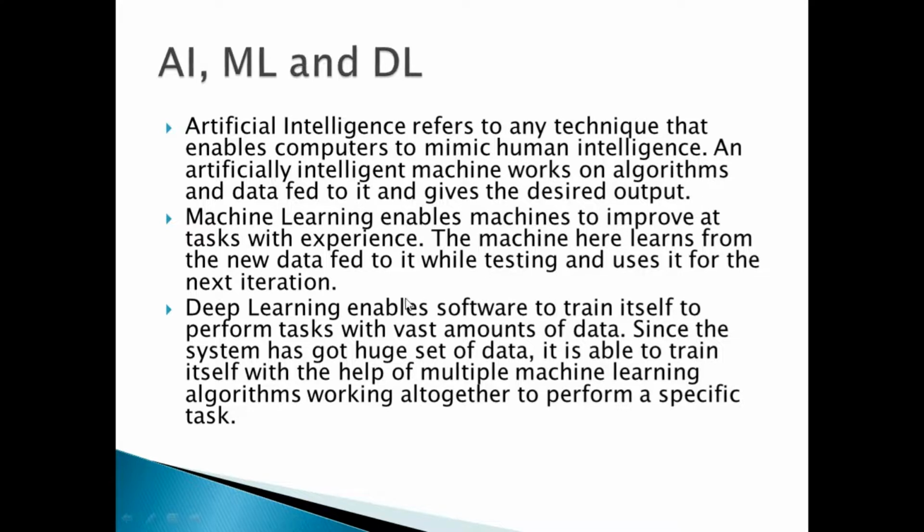Now, what is machine learning? Here, the machines will improve with experience. As the machine gets more data, it will be able to enhance its performance. The next is deep learning. One important thing to know is deep learning is an enhanced version of machine learning. Here, it works with many machine learning algorithms together, and then it gives me a more refined, more accurate output.